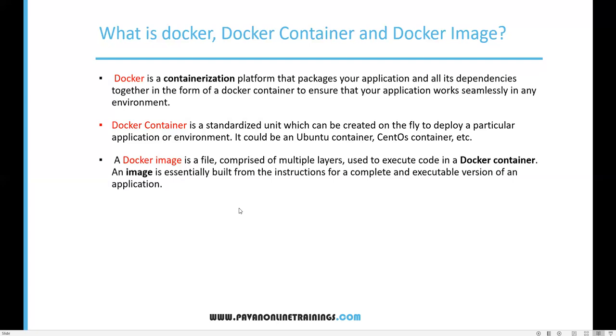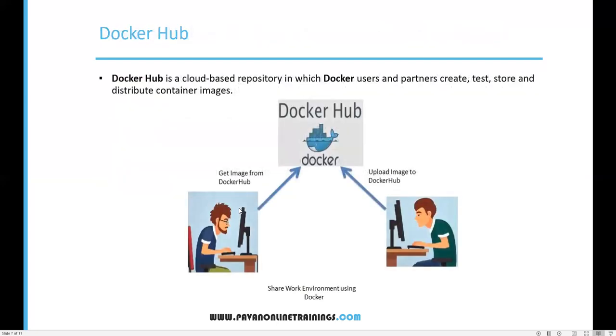Now let's move on to the next one. Docker Hub. There is another concept called Docker Hub. What exactly is Docker Hub? It is a cloud-based repository in which Docker users and partners create, test, store, and distribute container images. Very, very important. So Docker Hub is basically a cloud-based repository. It is just similar to a GitHub repository. A GitHub repository contains different projects, right? So we can just get those projects.